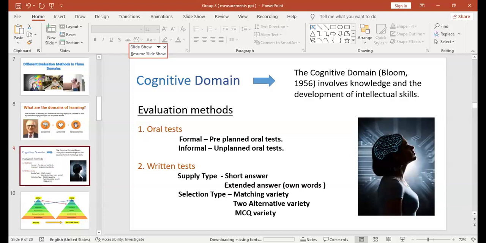In this type, first one is the matching variety. When it comes to the matching variety, it measures simple knowledge. Second one is two alternatives, and a large subject can be covered. And third one is the MCQ variety. Here the student can choose answers.